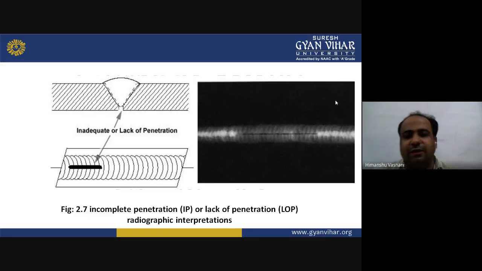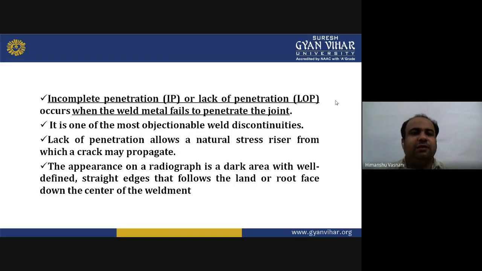Due to this incomplete penetration, you can also see the radiograph interpretation on the right hand side. This interpretation will obviously show a black line, which shows that the proper filling is not there. This occurs when the weld metal fails to penetrate the joint, and this allows a natural stress riser from which a crack may propagate. So this is not acceptable. This is a kind of defect or discontinuity which can be interpreted with the help of radiographs also.